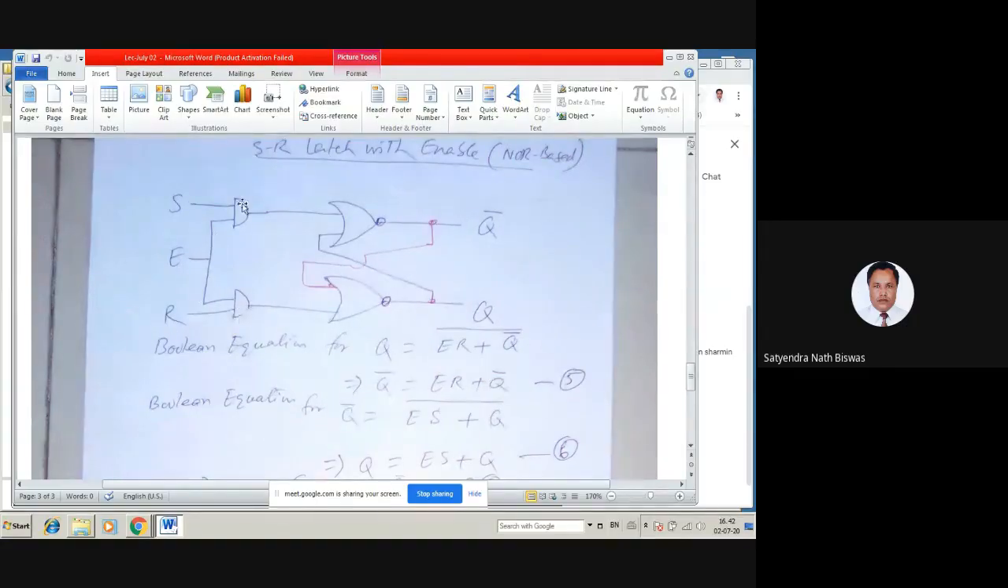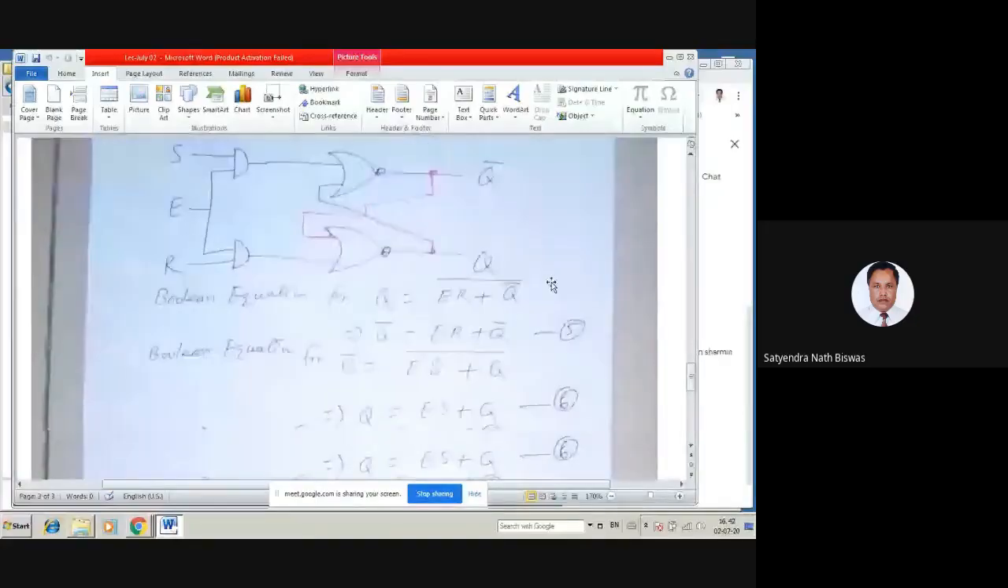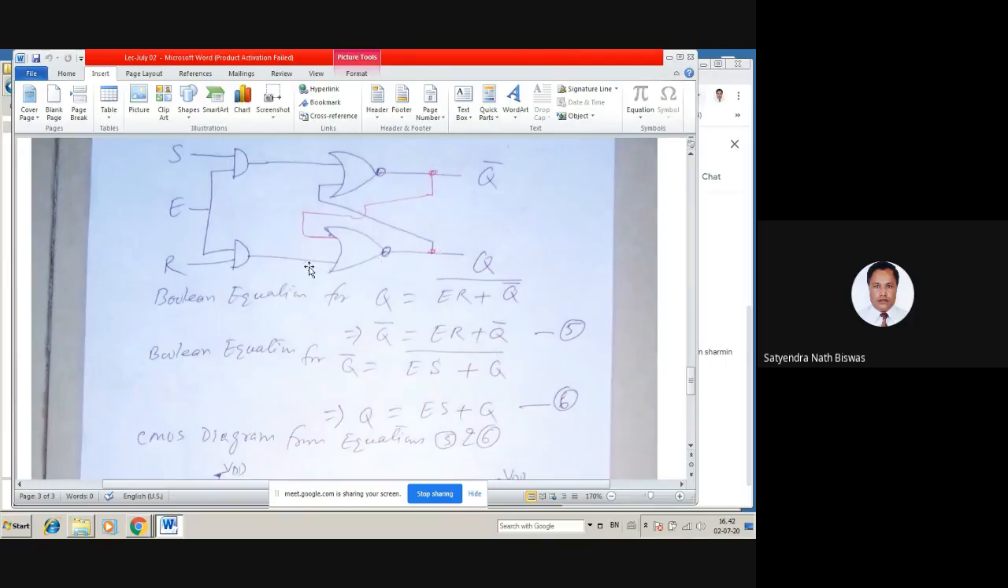Now we need to write the equation. How can I write the equation here? You have to use a very simple way. So let's write the equation of Q. Let's see what the Q equation will be. In here is a Q, and the Q will come from the two inputs here, one input will be Q bar with the R, a NOR gate, Q NOR, and here is an AND gate, E and R.